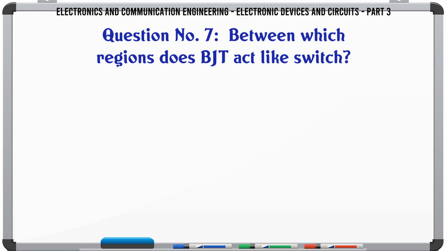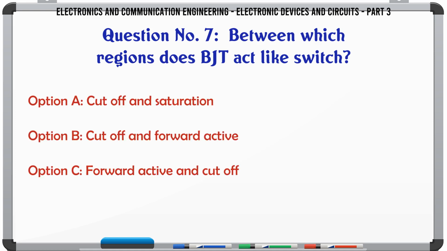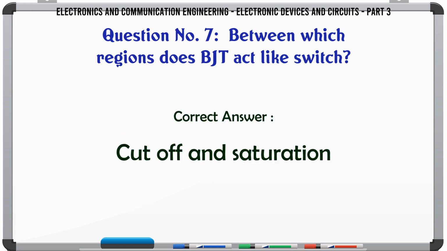Between which regions does BJT act like switch? A. Cutoff and saturation, B. Cutoff and forward active, C. Forward active and cutoff, D. Saturation and active. The correct answer is cutoff and saturation.